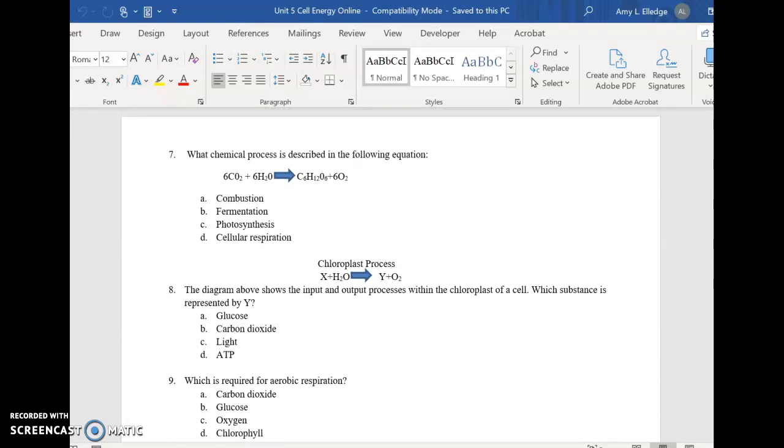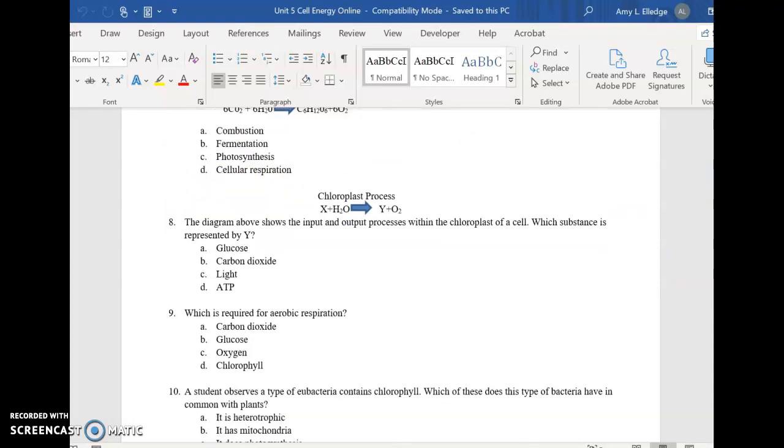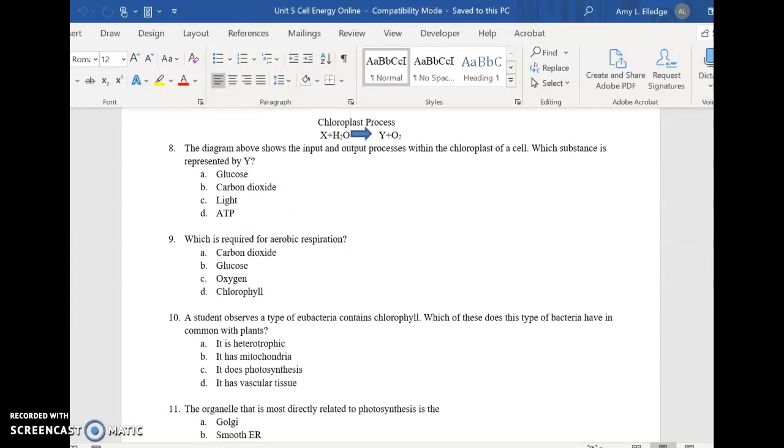Number 7, which chemical process is described below? So we're taking in carbon dioxide and water. So obviously we don't breathe carbon dioxide. Who does? Plants, right? Plants need carbon dioxide and water. So this is a plant thing. They make sugar and they make oxygen. So what process do plants do? Photosynthesis, right? They just left the light off to throw you off a little.